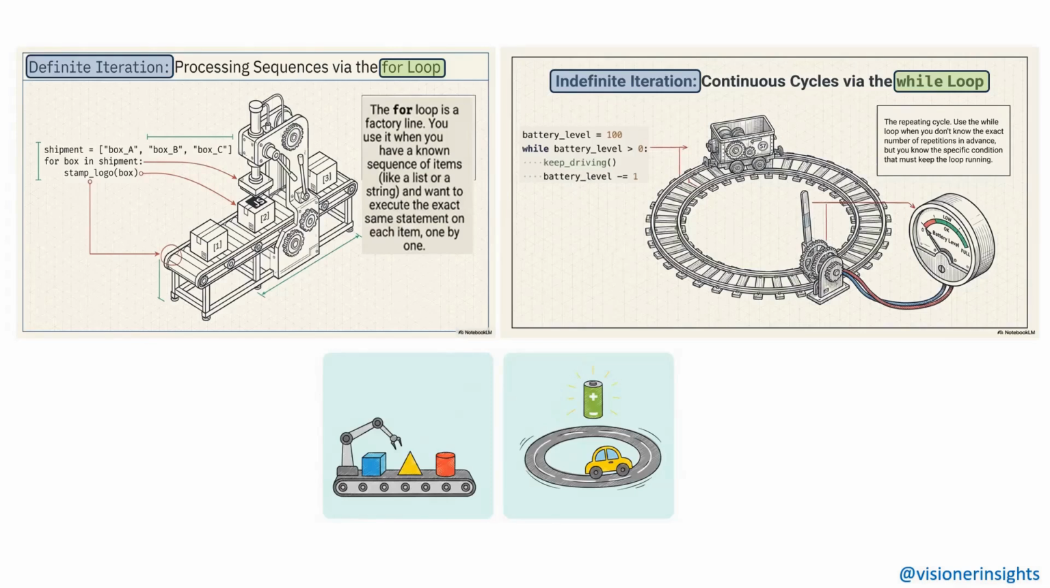And these images just nail the difference. The for loop on the left, that's the factory assembly line.